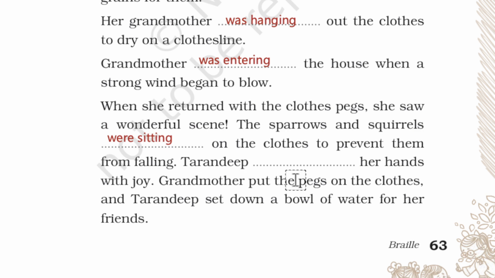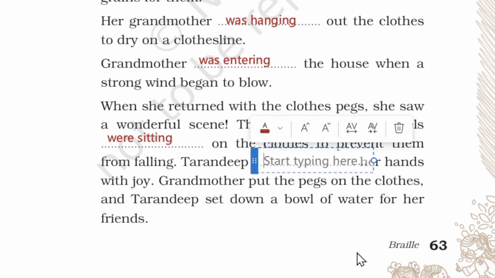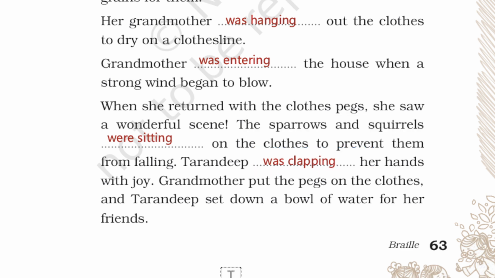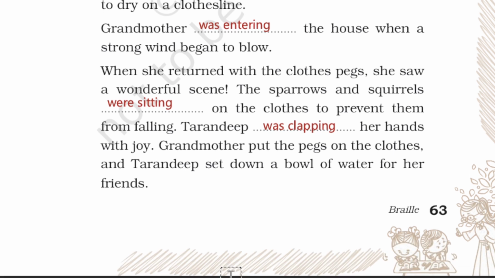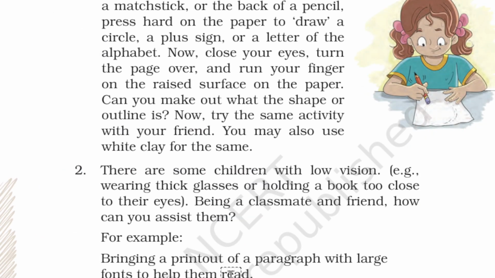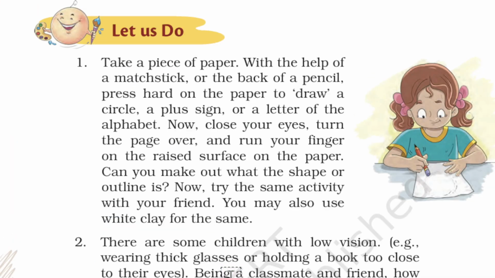Tarandeep was clapping her hands. Only one person, so was clapping with joy. Grandmother put the pegs on the clothes and Tarandeep sat down to pour water for her friends. Okay, now we are completing this sentence.